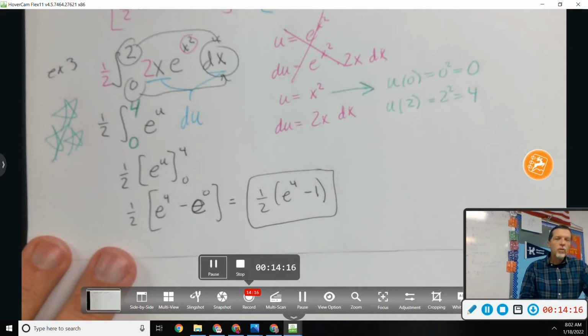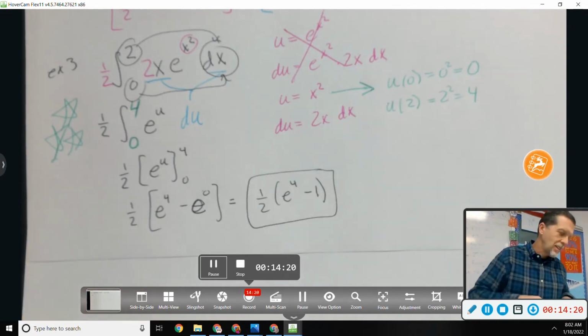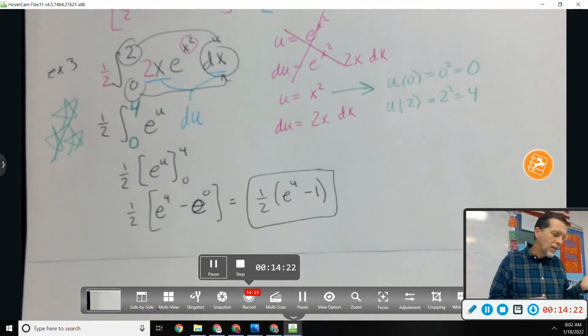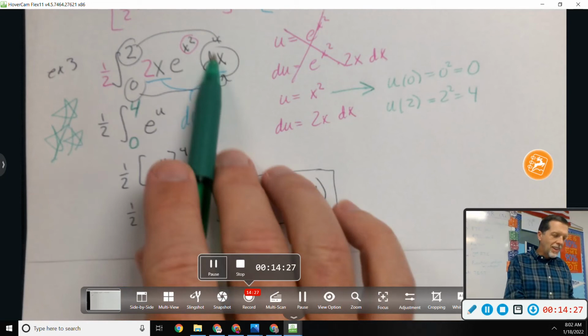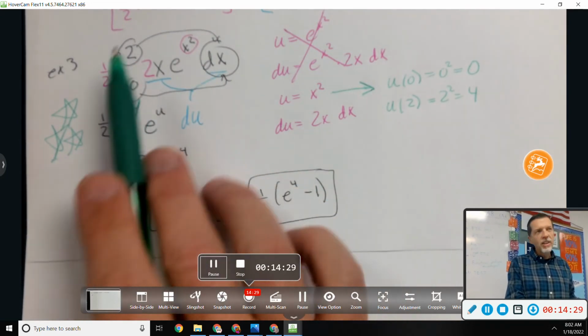So it's u substitution plus a little bit. Well, no, not plus a little bit. It's just more to the u substitution. So not only do you have to figure out the integrand, you've also got to change the limits to u things.